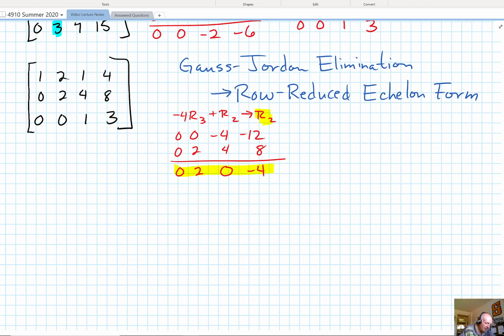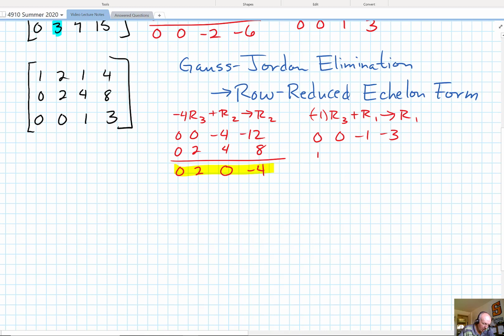But we might as well go ahead and eliminate the 1 there as well. So that's easy. That's just going to be -1 times row 3. Add that to row 1, okay, and replace row 1. So -1 times row 3, 0, 0, -1, -3. Row 1 is 1, 2, 1, 4. So when we add those, we still have the 1, still have the 2. We were after the 0, and there we go. That's going to become our new row 1.